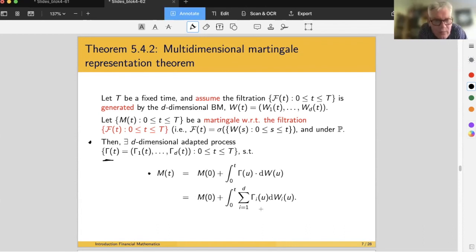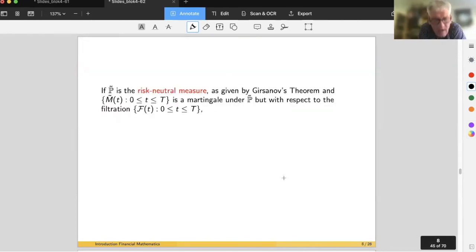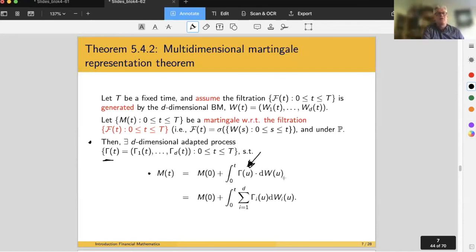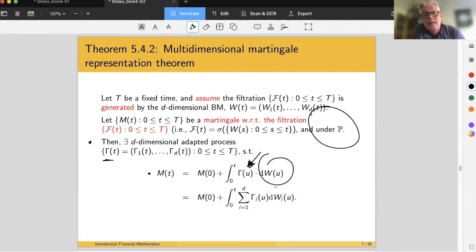And what now? Well, you see that this is in fact the multidimensional generalization of the one-dimensional martingale representation theorem. And what this theorem tells us is that if we are dealing with a martingale, there is a gamma, so that this formulation is valid. That is what it basically means. Moreover, remember, this is all under measure P.